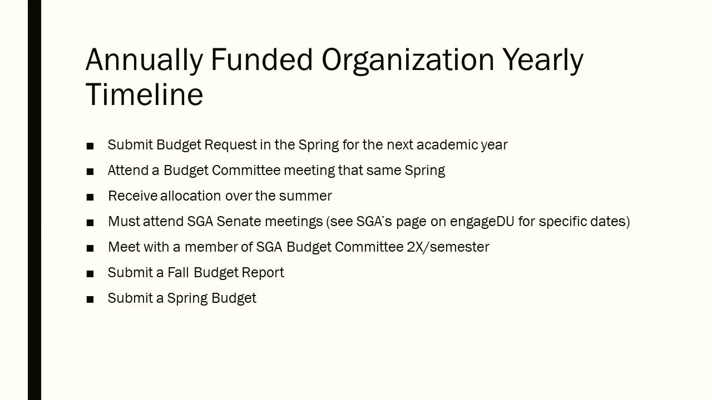You must meet with a budget committee member twice a semester. You will submit a fall budget report and a spring budget report. And then that following spring, you would again start back at the top of this list with submitting a request for the following year and attending a meeting.